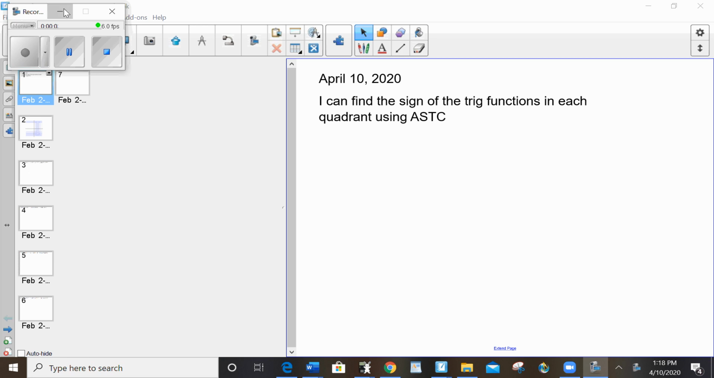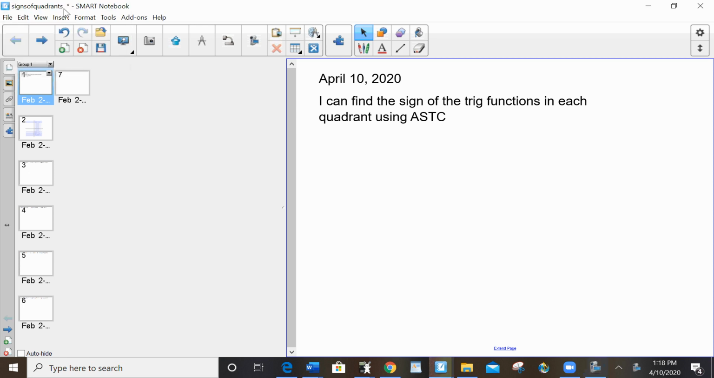Hello, it is Friday, April 10th, and today we're going to find the sign of the trig functions in each quadrant using ASTC. Of course, we'll explain what that means. And in order to understand this, we're going to start by understanding the unit circle. So the unit circle is kind of the basis of what a lot of trig is based off of.